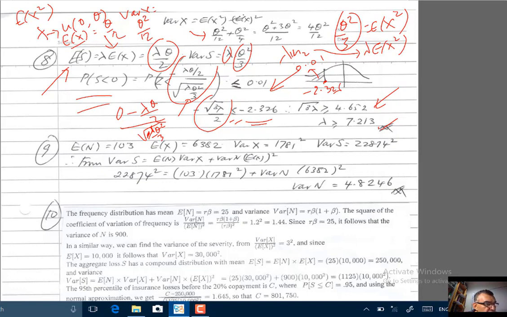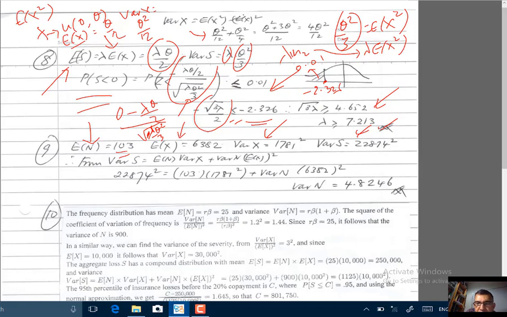Number 9, let's breeze through that. The mean annual number of claims is 103 for a group of 10,000 insureds. So expected value of N equals 103. The individual losses have an observed mean and standard deviation of 6,382, expected value of X, and 1,781 standard deviation. So variance of X is 1,781 squared. The standard deviation of the aggregate claims is 22,874. So the variance of S is 22,874 squared. Calculate the variance of the annual number of claims.